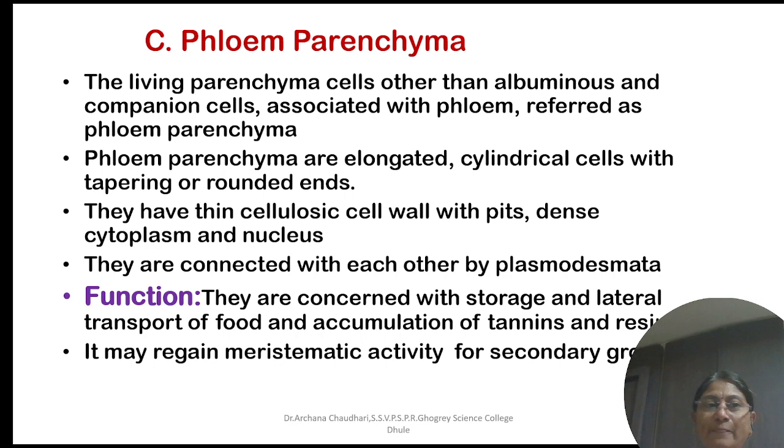Phloem parenchyma. The living parenchyma cells other than albuminous and companion cells associated with phloem are referred to as phloem parenchyma. Phloem parenchyma are elongated cylindrical cells with tapering or rounded ends. They have a thin cellulosic cell wall with pits, having dense cytoplasm and nucleus. They are connected with each other by plasmodesmata. The function of phloem parenchyma is storage and lateral transport of food as well as accumulation of tannins and resins. It may regain meristematic activity for secondary growth.